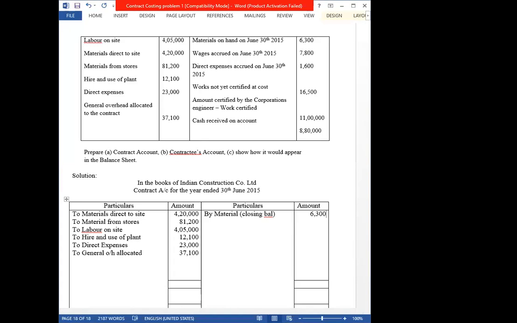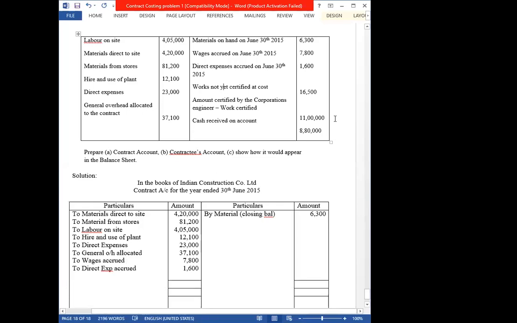Okay. What is the next item? Wages accrued. So how much are wages accrued? This is also a closing balance, but still it is outstanding wages. So I'm going to write the outstanding wages in the debit side. Wages accrued is an expense related to this particular year, so you are going to show it in the debit side of the contract account. Next is direct expenses accrued. How much are the direct expenses accrued? 1,600.